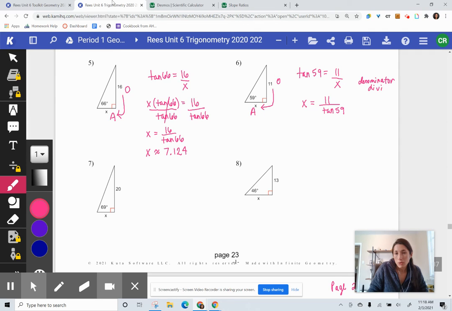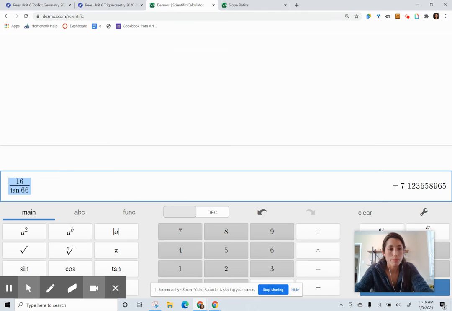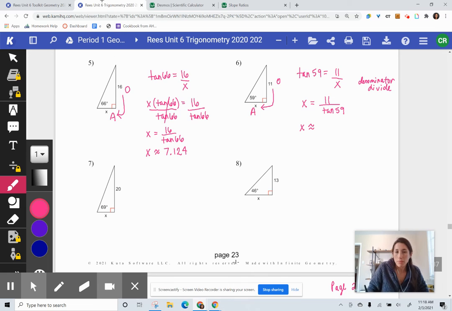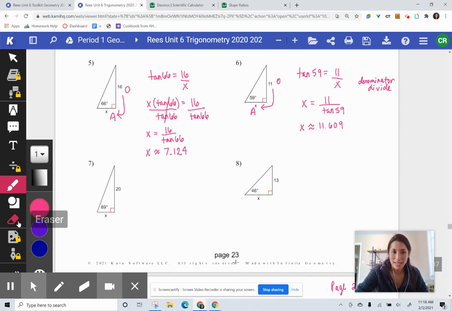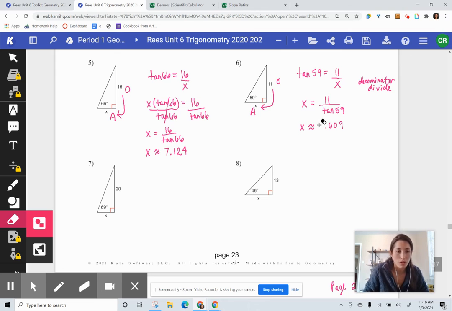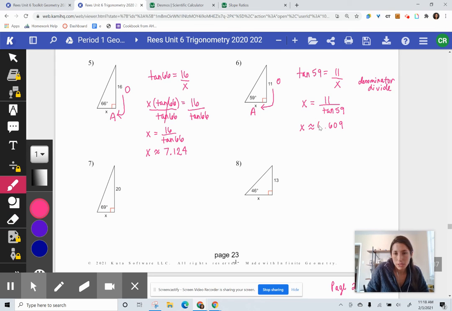You could also check, if you were to put that into the calculator, so let's check our answer here, 11 divided by tan 59. That's going to be 6.609. 609 will stay 609. And we know that in the problem that makes sense. So 11.609 is approximate answer. Wait, hold on. 6.609. I was like, that doesn't look right. That side should be smaller. That's what I was just going to go over. So that should be a 6.609.